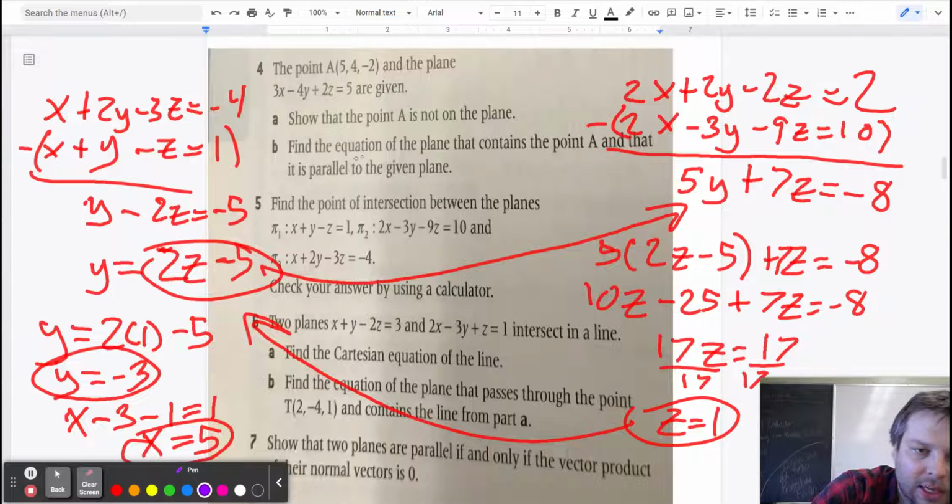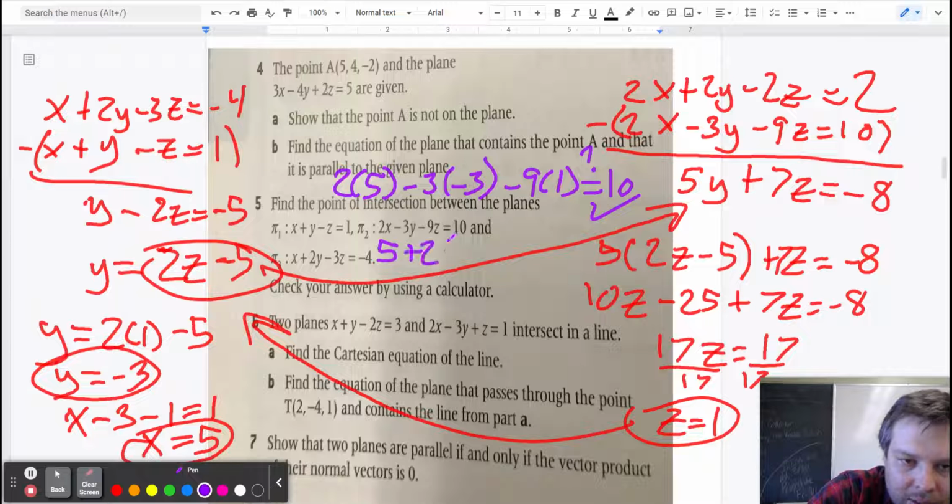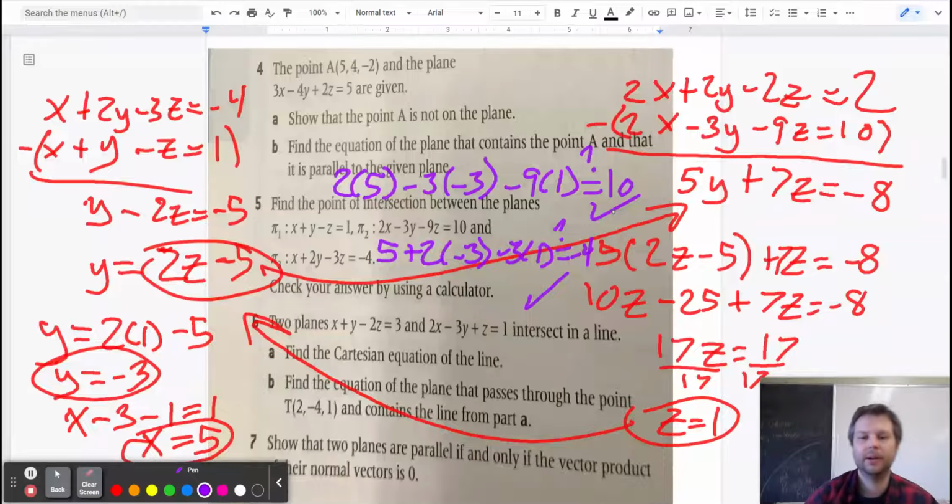Let's just double check it with the second one. Does 2 times 5 minus 3 times negative 3 minus 9 times 1 equal 10? I believe so. That's 10 plus 9 minus 9. Check. Last thing to check is plane equation number 3. So we will write 5 plus 2 times negative 3 minus 3 times 1. Does that equal negative 4? And I think it does. That's 5 minus 6 minus 3 equals negative 4.